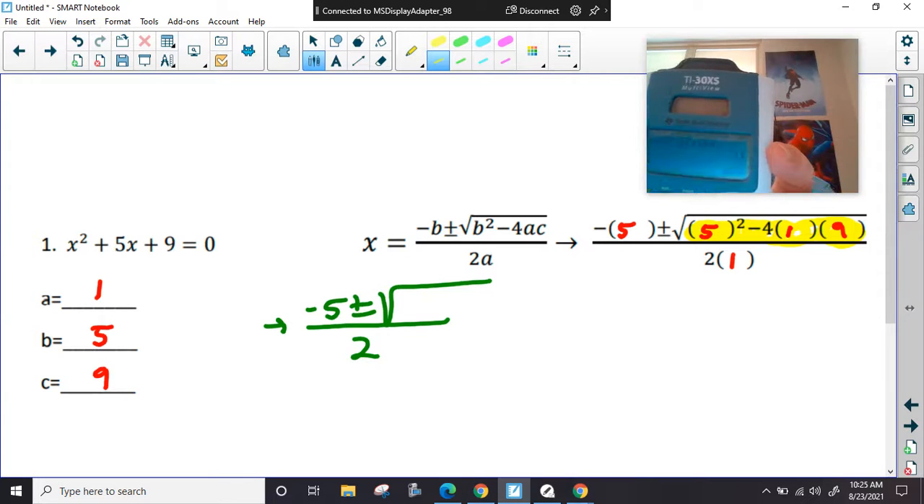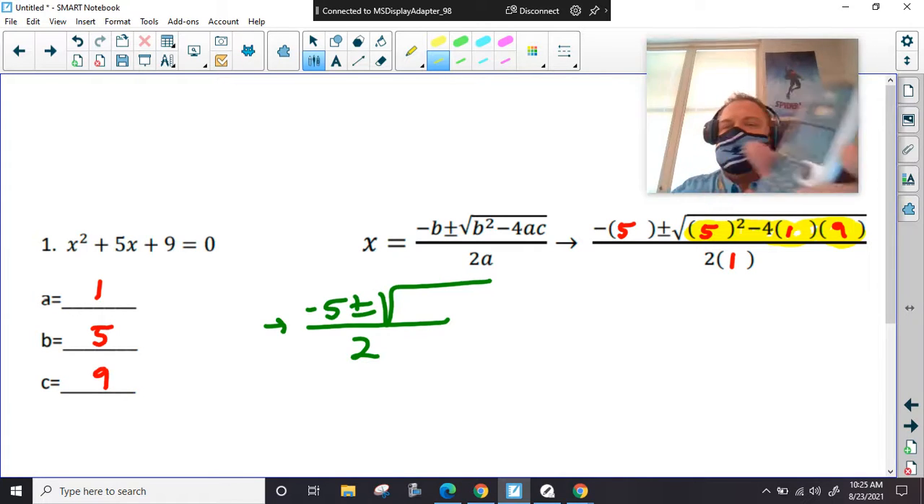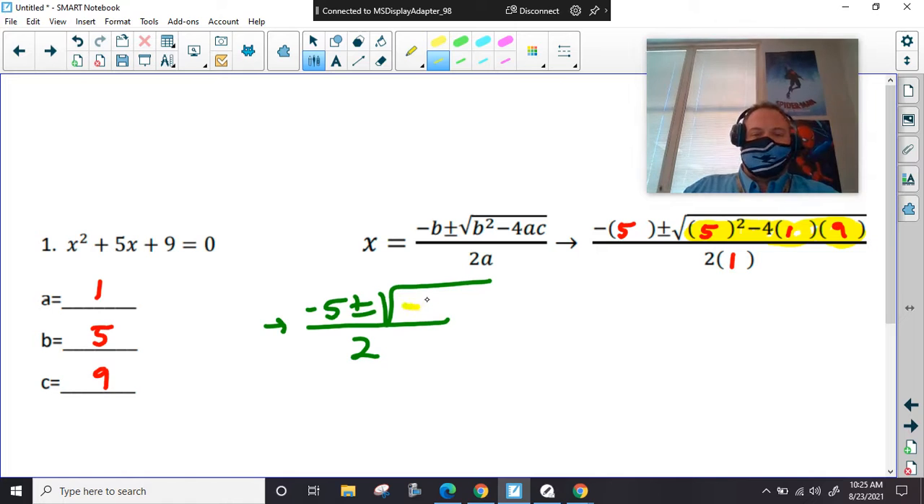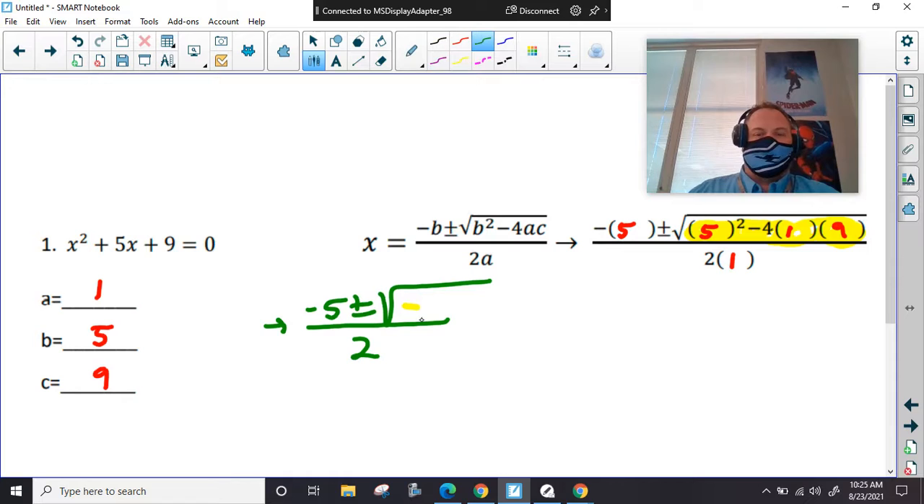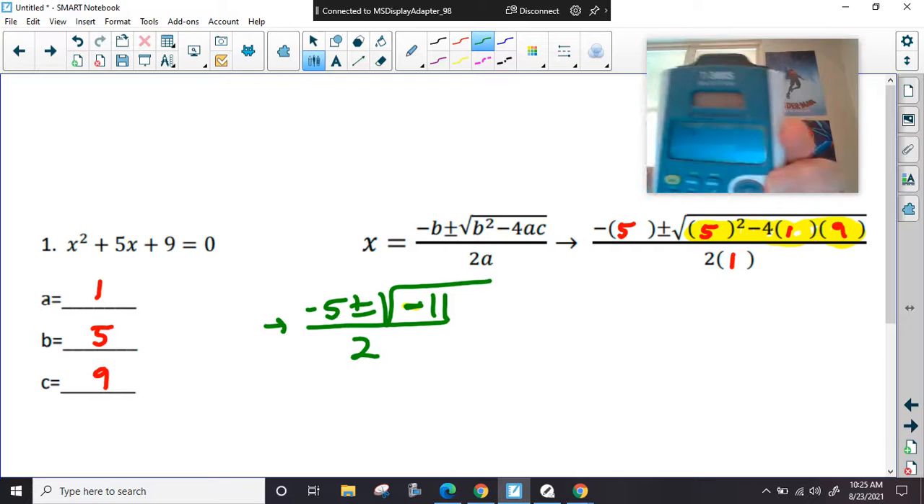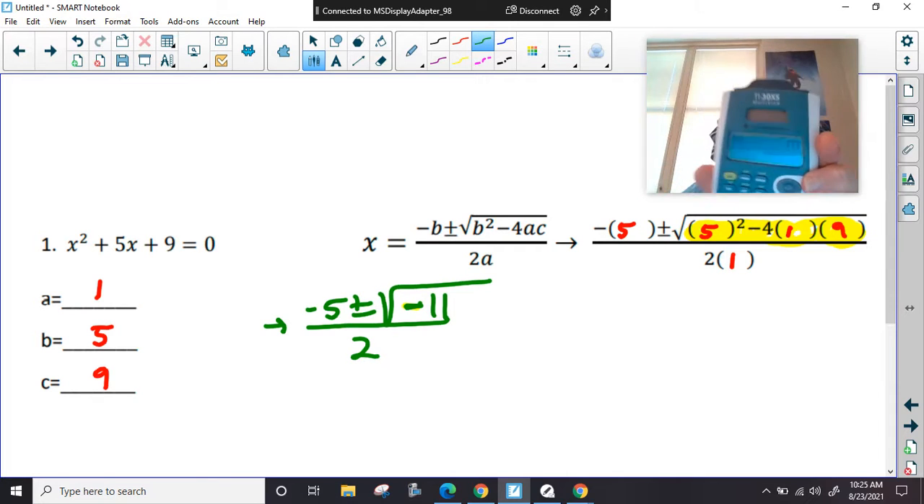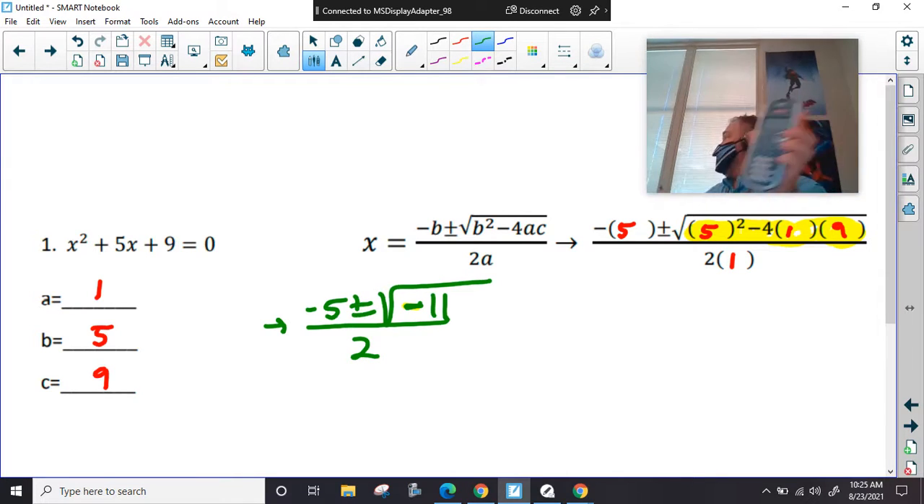I hit enter. I get -11. So this is -11. All right, so we can't type in the square root of -11 because we'll get domain error. But let's just take the square root of 11. Nice. It doesn't simplify. That's just what it is.